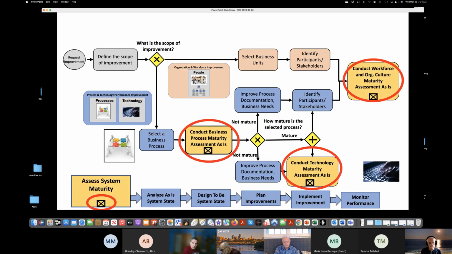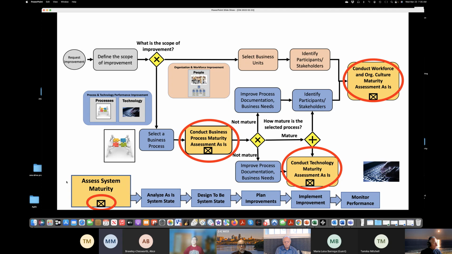This is the high-level business process for the steps that would be taken. At the very beginning, we were just trying to start some improvement, and we would start with defining the scope, whether it has to do just with people or also with business processes and technology. Each of these, whether it's workforce, a business process, or technology, has its own tool for assessing maturity, the current as-is situation.